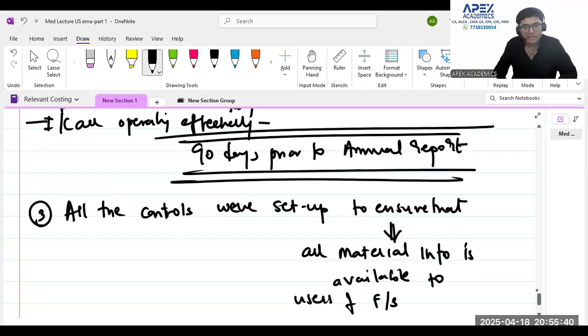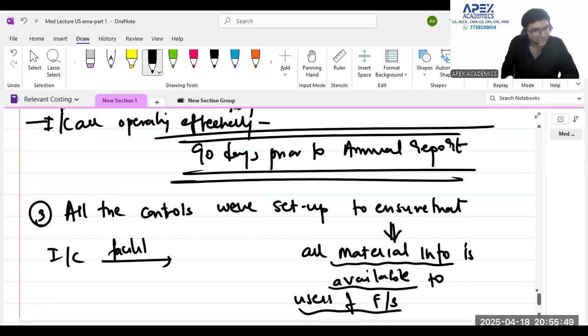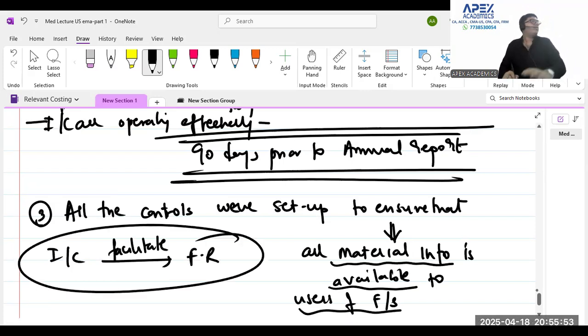Sir, all the material information is made available to users of financial statements. Sir, internal controls facilitate financial reporting. What is important? Sir, what is financial reporting? Preparation of balance sheet, P&L and cash flow statement.